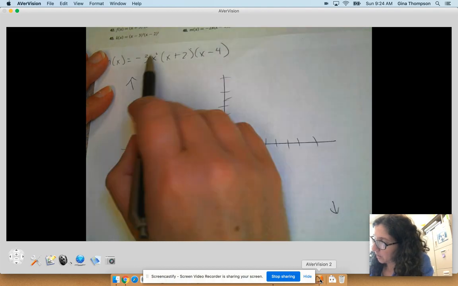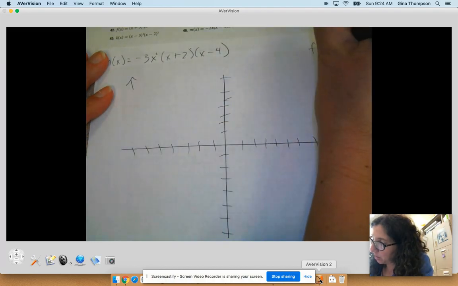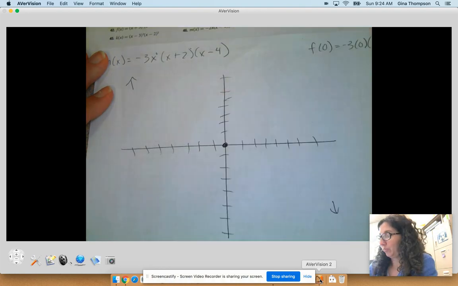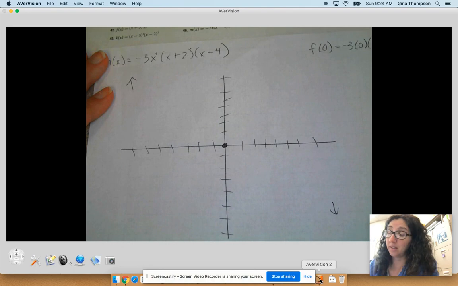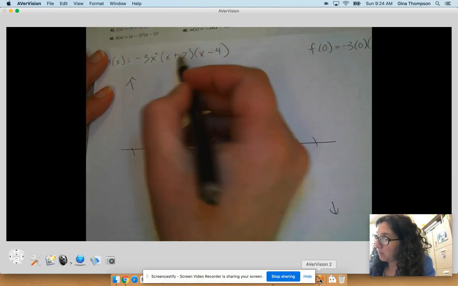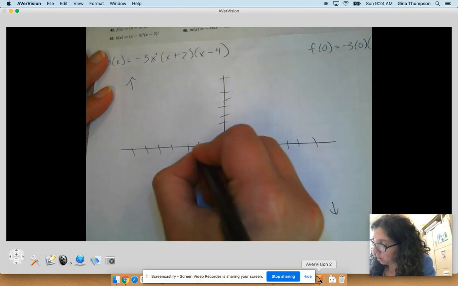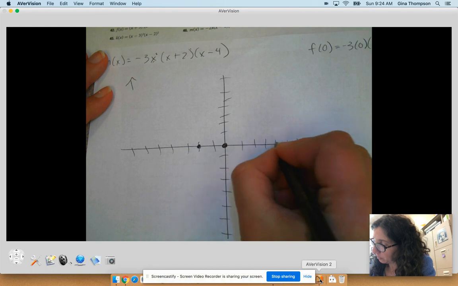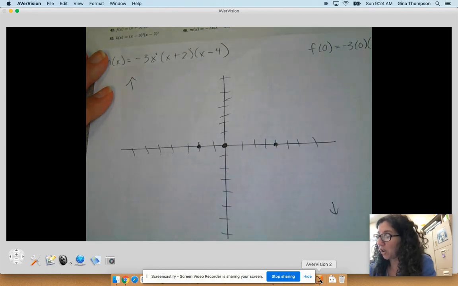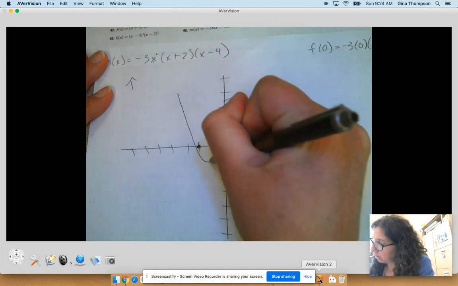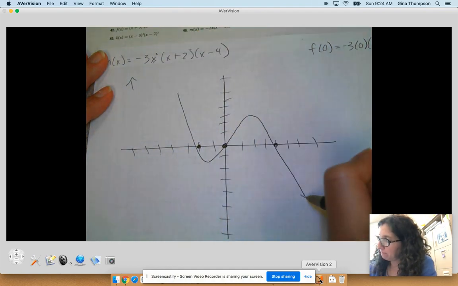And let's see, the y-intercept, f of 0, is -3 times 0 times 2 times -4. So it's going to be 0. Okay, well, that's nice. It's actually on my axis this time, so hooray for that. So x-intercepts are going to be at x equals 0, already got it, at -2, and at +4. And it's going to cross, all of those have multiplicity 1. So it's going to cross the axis at each of those points. So we're going to start up here, go down, and like this.